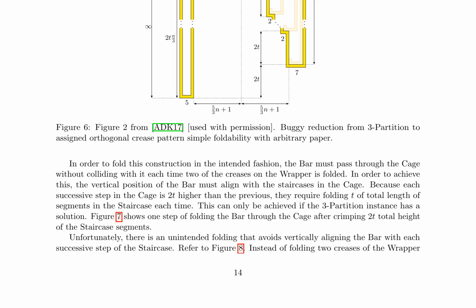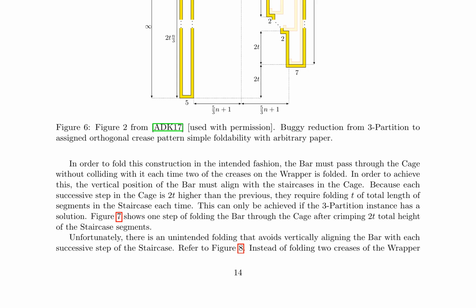The gadget prevents the unintended folding that bypasses the vertical alignment between the bar and the cage, ensuring that the reduction remains valid in the unassigned case. In conclusion, the authors have successfully modified the previous reduction from 3-partition to the paper folding problem, addressing the bug and adapting the proof to the unassigned case.